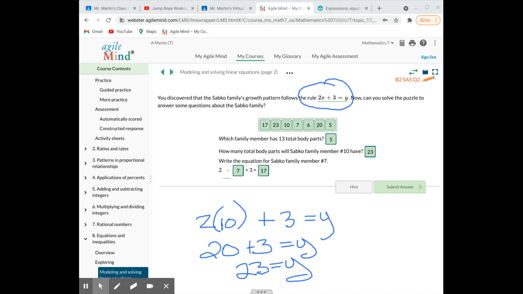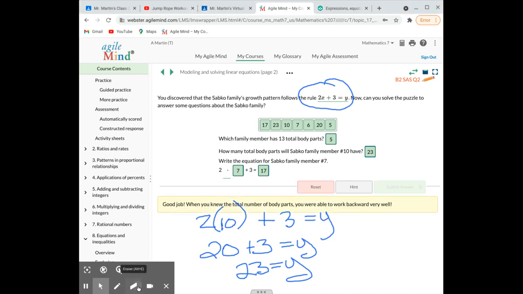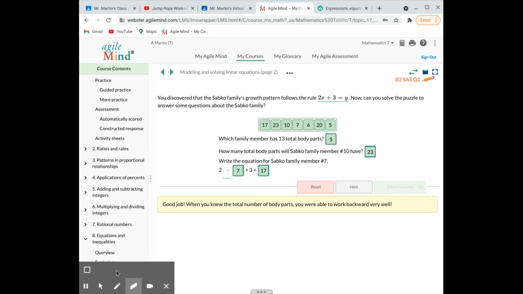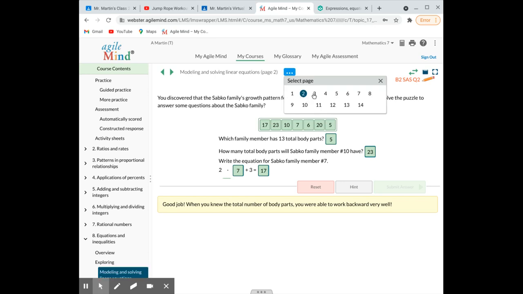What about Deonti? Does that sound good? Yes. All right, good deal. I'm gonna submit it and see if we get it right. I knew we would. So it says when you know the number of body parts, we're able to work backwards to figure out what we would need to do with the family member. All right. So let's take a look at number 3.